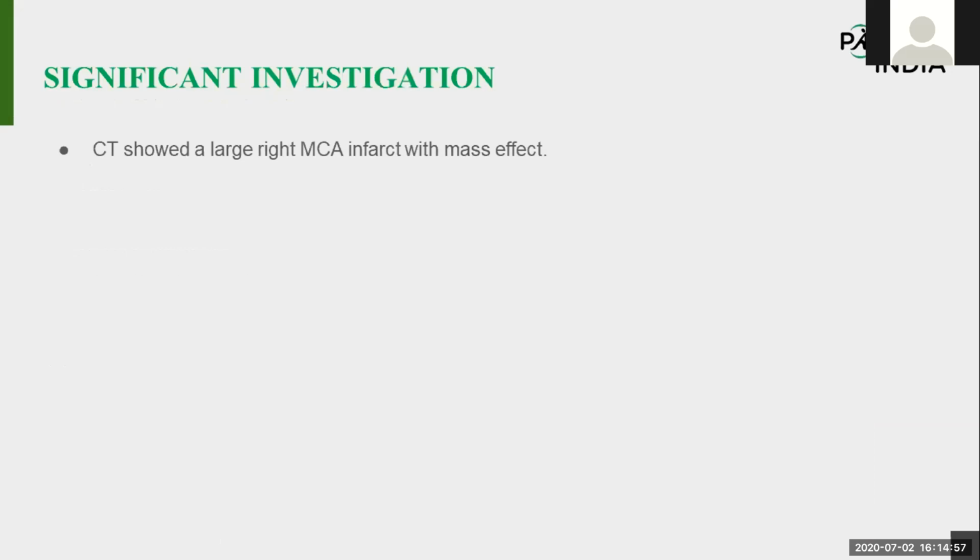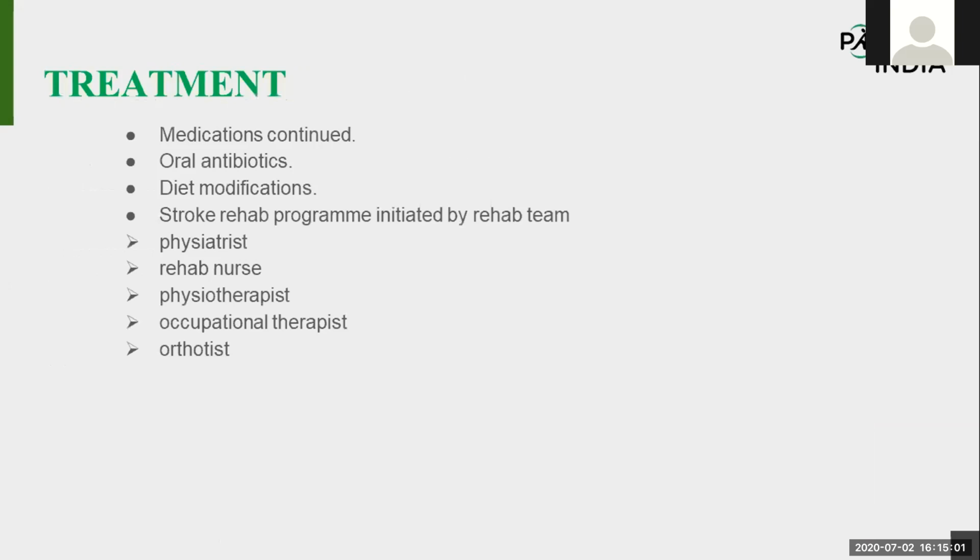Significant investigation report. CT showed a large MCA infarct with mass effect. Treatment given. The ongoing medications like statins and the antiplatelet was continued. Oral antibiotics was given in view of UTI. Diet modifications was done. Stroke rehab program was started where she was given physiotherapy and occupational therapy. The AFO was given by the orthotist.